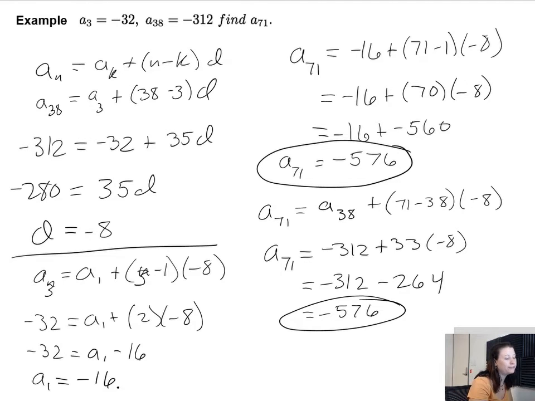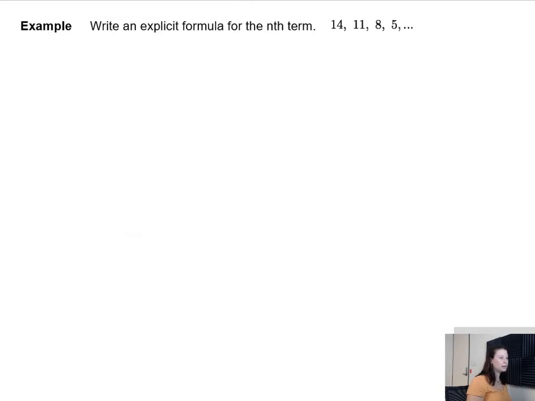So you don't have to find A1. That's not needed unless you need to write out that original equation as well, okay? You just must know d. You have to know the common difference. Okay, so now, next example is write an explicit formula for the nth term. Okay, remember, explicit means using n, not using something from before, right?